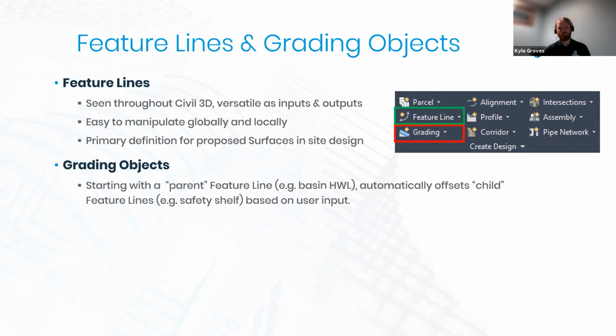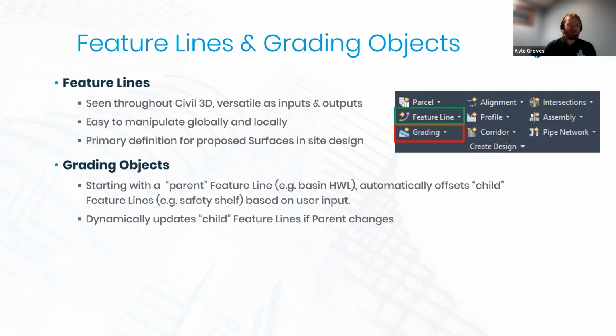So for our Civil 3D grading object, and yes, you will see some overlap with the grading optimization tool, what we're doing here is we're starting with some sort of a parent feature line, and then it's helping us build some concentric offsets based off of that parent feature line. So we might start with a high water line for a detention basin, and we want to offset inward so we can build a safety shelf. We might want to offset outward so that we can build a berm and an emergency spillway for it.